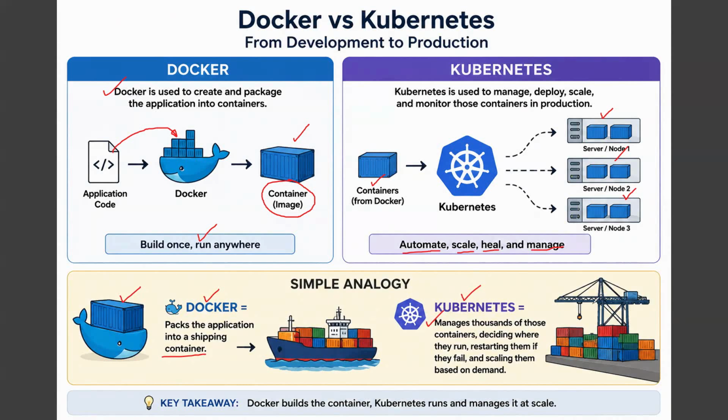So the key takeaway from this is: Docker builds the container, and Kubernetes runs and manages it at scale. This is a clear difference between Docker and Kubernetes, where Docker is just a container and Kubernetes manages thousands of containers. So that's the difference, from development to production.